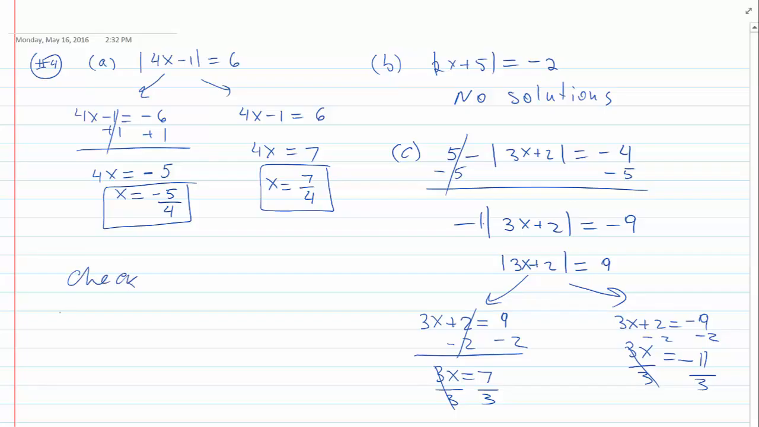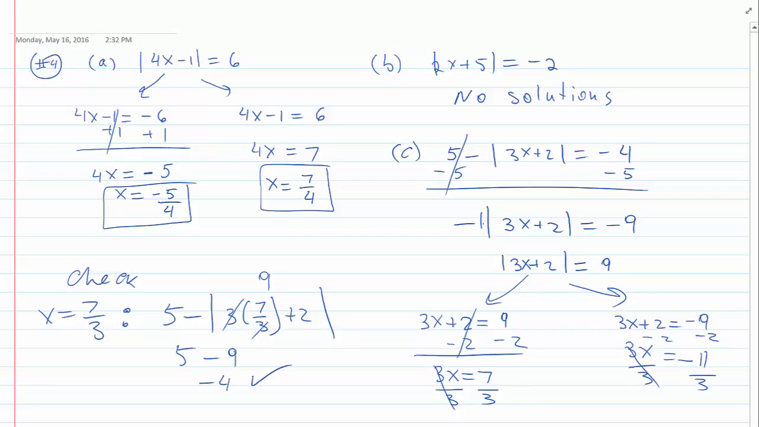So when x equals 7/3, then I substitute into the original. It's going to be 5 minus absolute value of 3 times 7/3 plus 2. Now notice that cancels. 7 plus 2 is 9. Absolute value of 9 is 9. 5 take away 9 is negative 4. I did it a little bit quickly, but I just want to check to see if that's true.